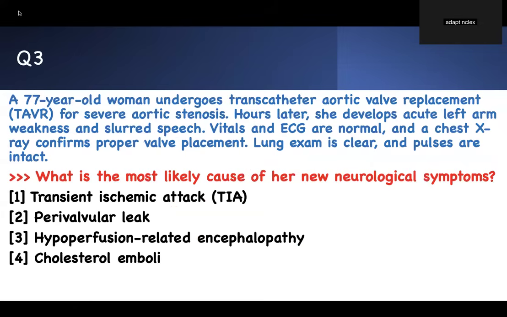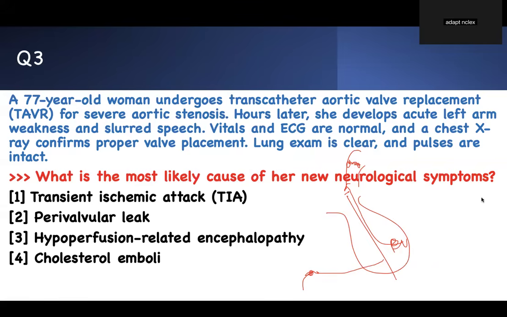The next question is the same catheter we're dealing with. A 77-year-old woman undergoes transcatheter aortic valve replacement, right, for severe aortic stenosis. So if this is the heart, the aortic valve just connects the ventricle. The left ventricle pumps blood through the aorta, basically. And there is a stenosis here, and the valve is replaced. Hours later, how did they do it? Transcatheter, same thing. They go into your groin and they go all the way up to fix it, right? What is the problem?